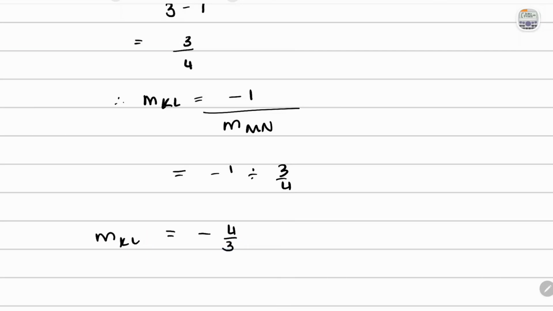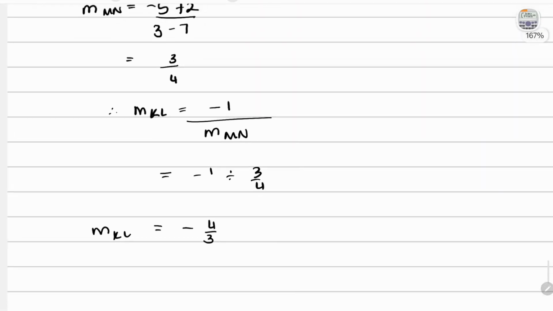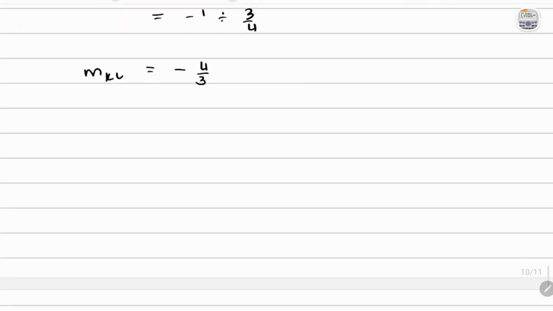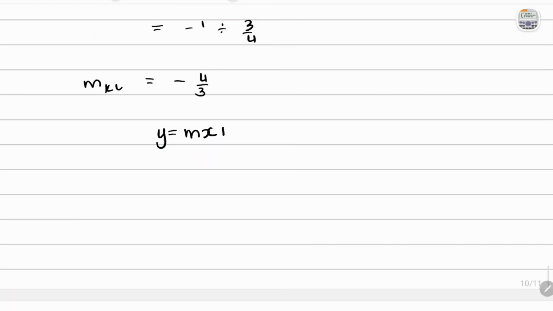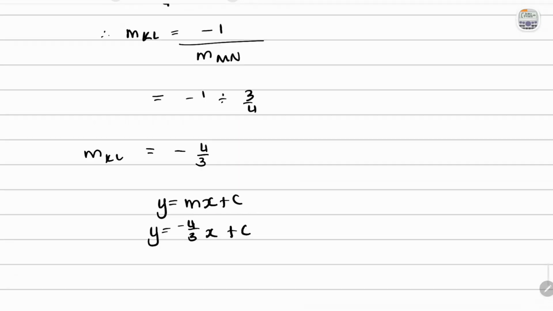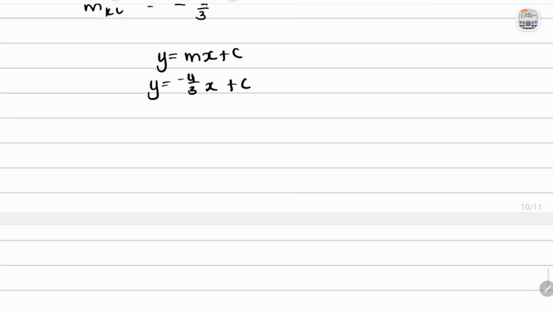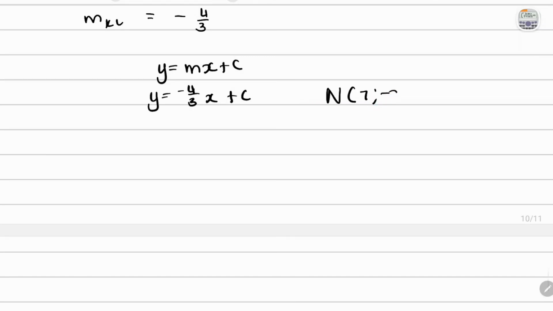Now that we know the gradient of KL, we can find its equation, because KL has a point on this line. We're going to use that point to find the full equation. y equals mx plus c, and we know what m is. y is equal to -4 over 3 x plus c, and then we substitute an x value. The only point we have to substitute is N, which is 7 and -2. N being 7 and -2, with this as x and this as y, -2 is equal to -4 over 3 times 7 plus c.